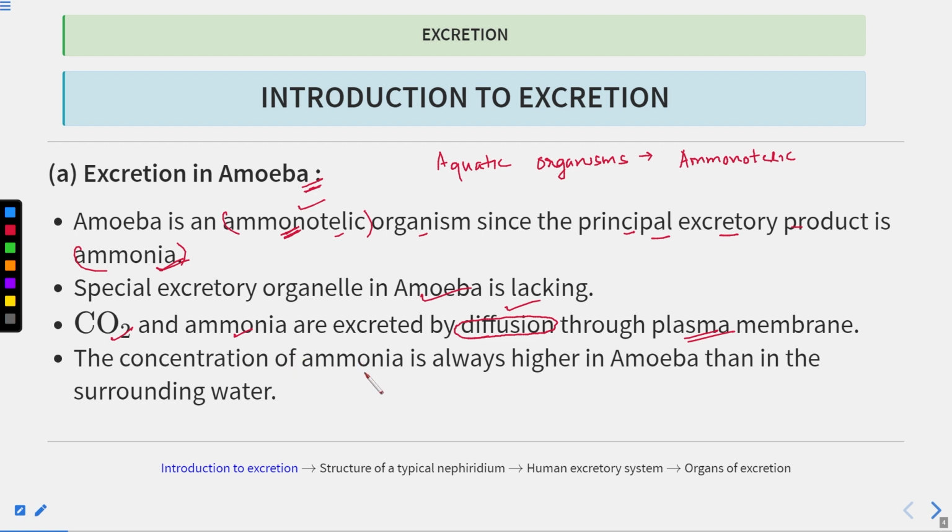Now, the concentration of ammonia is always higher in the amoeba than in the surrounding water. For the diffusion to take place, you need a concentration gradient. Then only diffusion will work. And I've already told you, during diffusion the molecules travel from the higher concentration to lower concentration. The level of ammonia is higher inside the amoeba, whereas the amount of ammonia is less in the surrounding water. So through the process of diffusion, ammonia can be eliminated out of the body, moving from higher concentration to lower concentration.